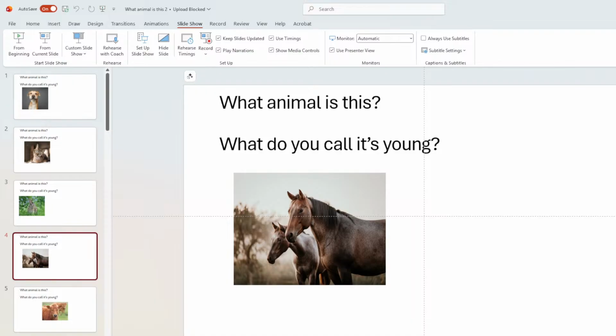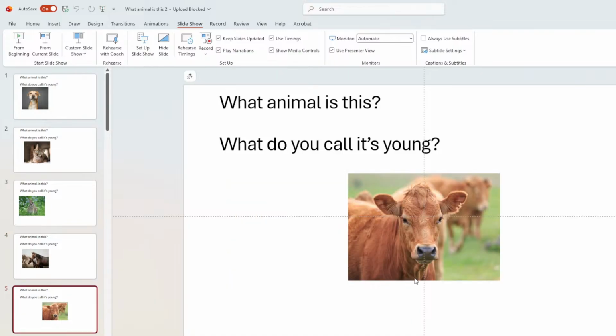And if it's a male horse, the young male horse is known as a colt. C-O-L-T, colt. That's what they call the young one of a horse, right? A male one, to be specific.